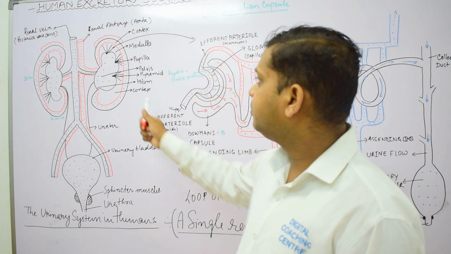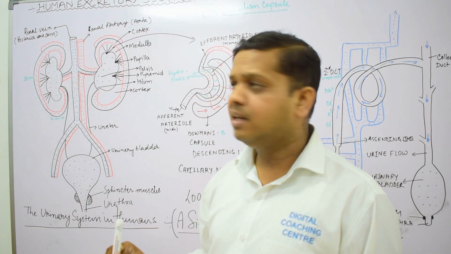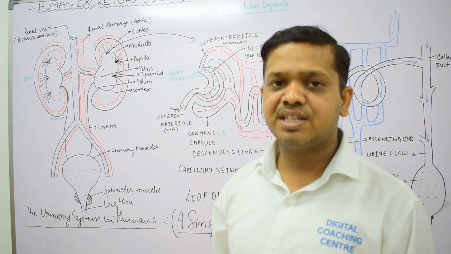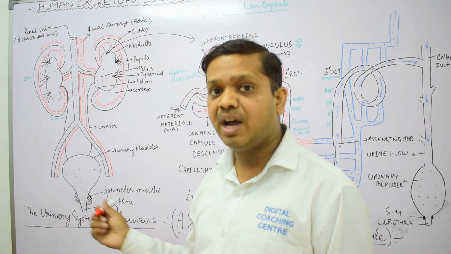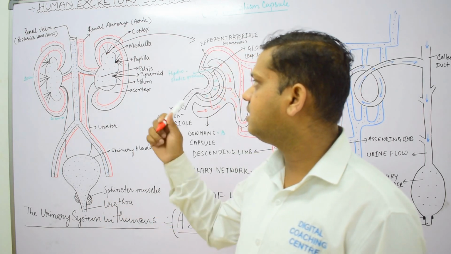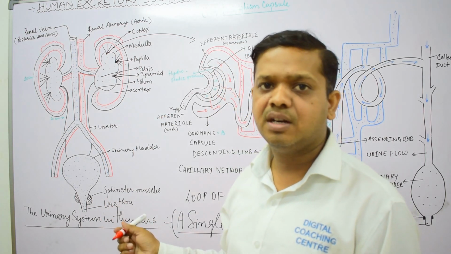We will find that we have one pair of kidneys. The kidney is 10 centimeter long as well as 6 centimeter wide. So the size is 10 centimeter long and 6 centimeter wide.